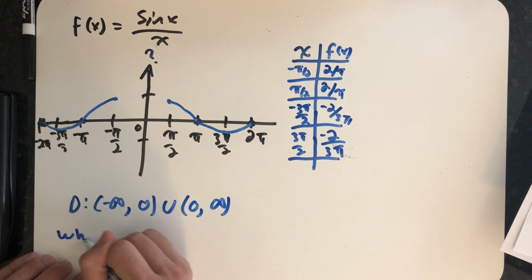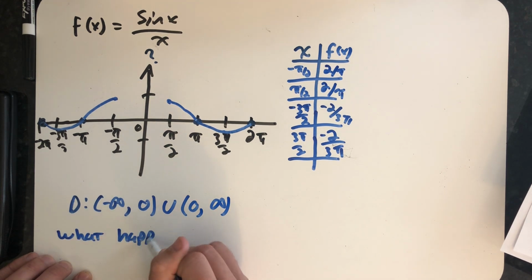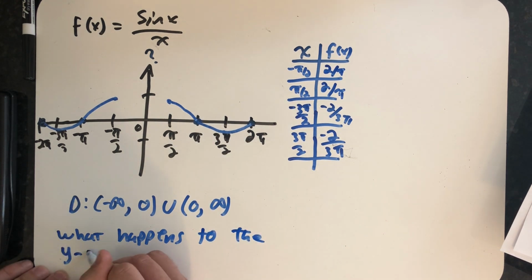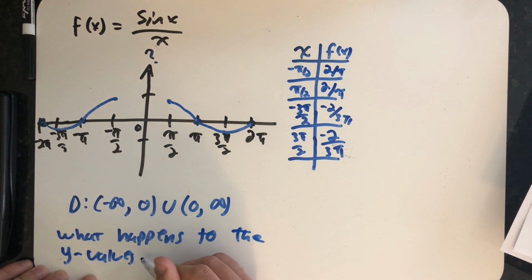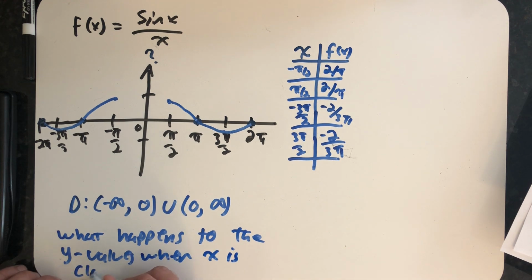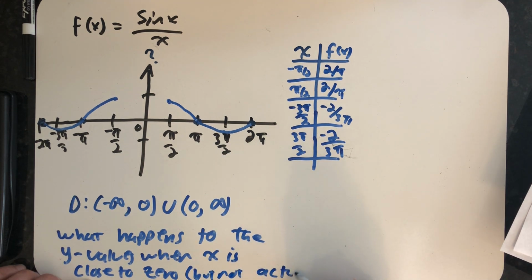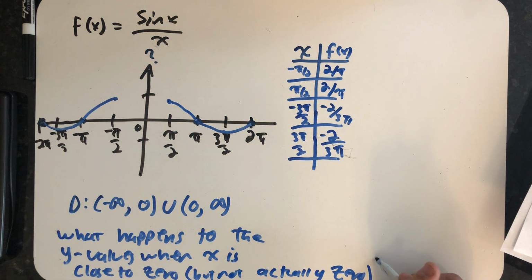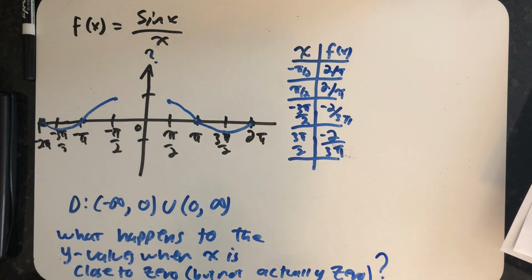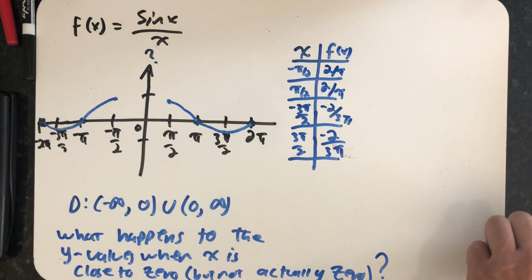So here's a question. What happens to the y values when x is close to 0, but not actually 0? So, I want to know what's happening when my x values get close to 0. What are the y values doing? So let's see if we can build a table of values to help us with that.